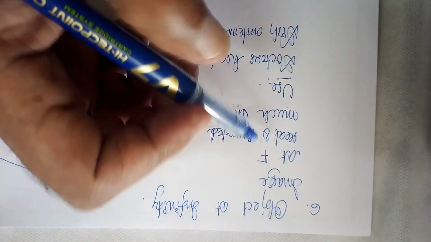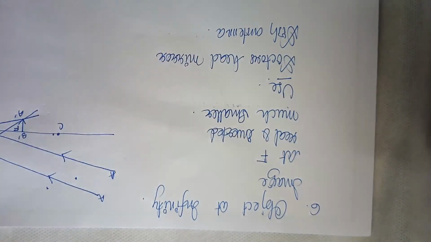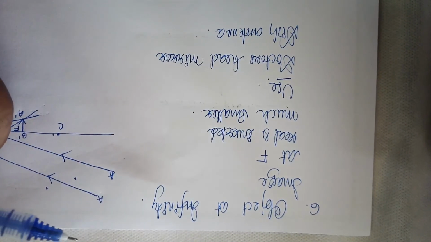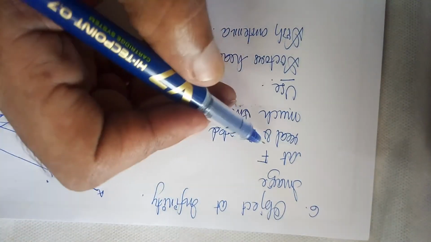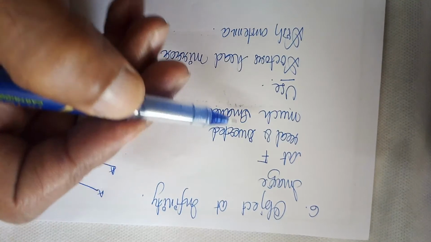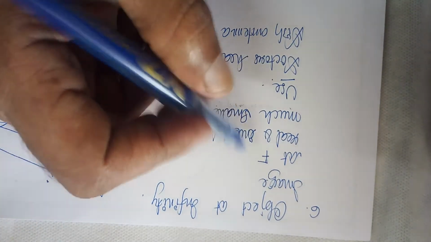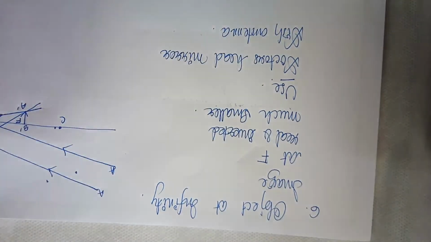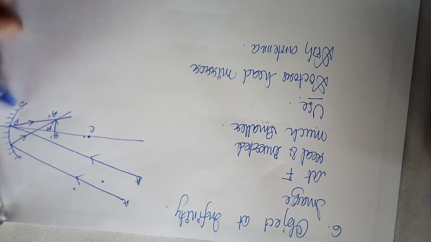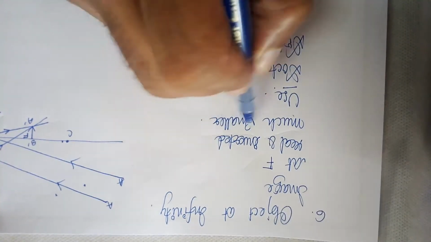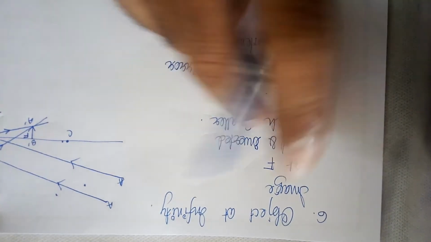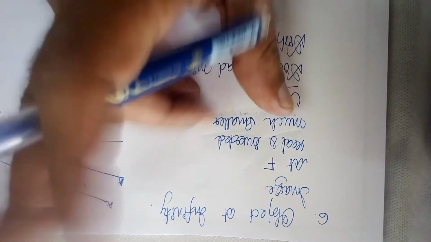So now we can see the image formed when an object is kept at infinity. The image formed is at the focus of the concave mirror, and it will be real, inverted and much smaller than the original object.